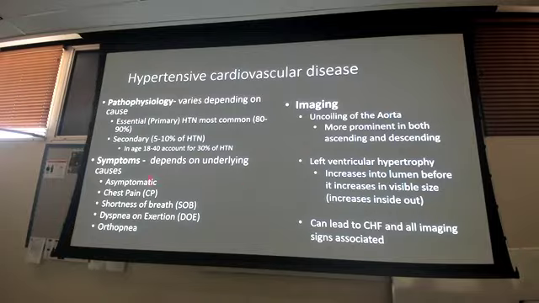But asymptomatic is very, very common. You can have chest pain, shortness of breath, dyspnea on exertion, and orthopnea. Why? Because it's a cardiopulmonary disorder, and that's what happens when those things start not working well, you start getting those symptoms. But it's very nonspecific, right? But on imaging, what are we going to see? Maybe uncoiling of the aorta, both ascending and descending, and left ventricular hypertrophy.